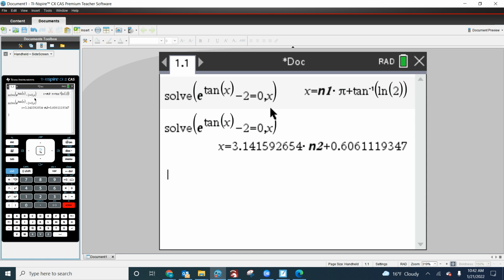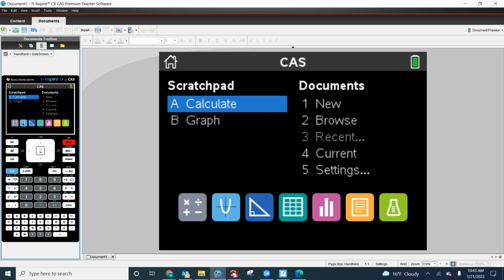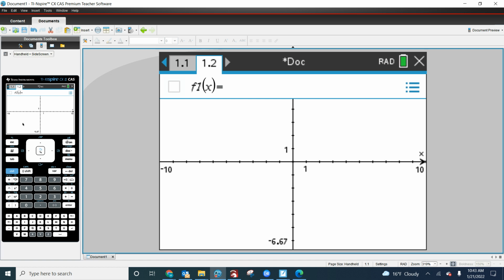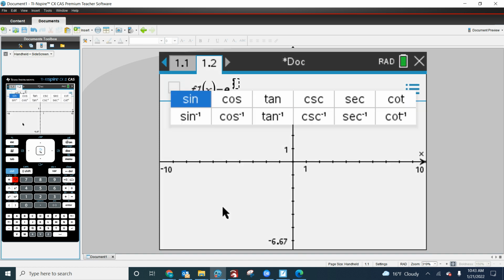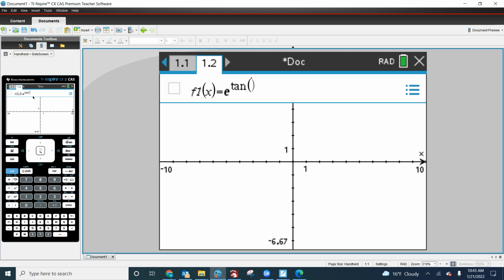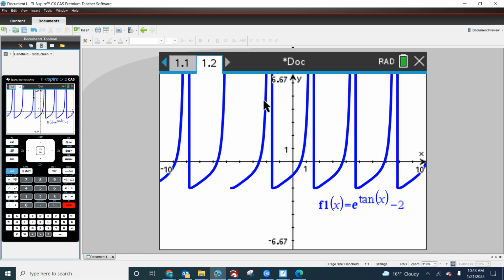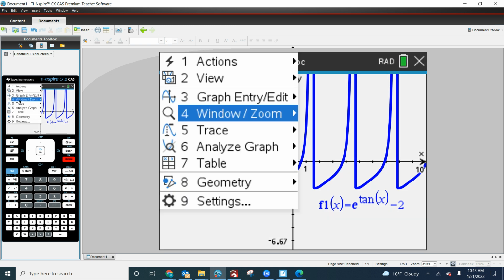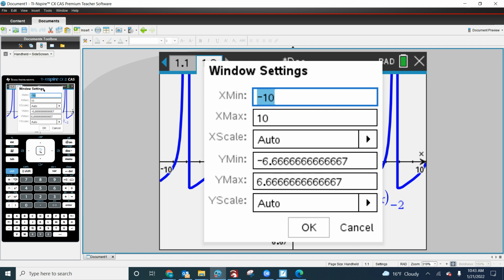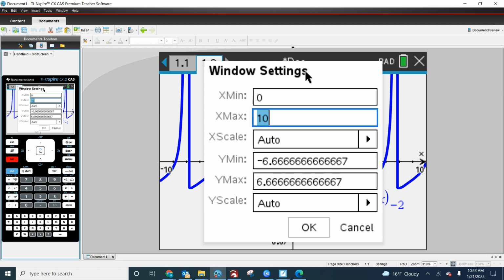Let's graph e to the tangent of x minus 2. So graph e to the tangent x minus 2. We only need to see from 0 to 1. So I'm looking at this guy right here. Okay. So I'm probably going to even change my window. Menu, window, settings. We'll go from 0 to like 1.5.